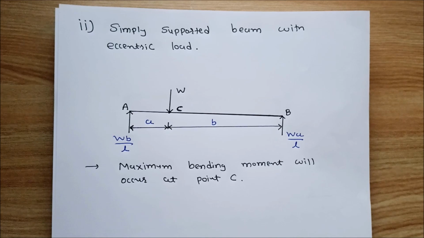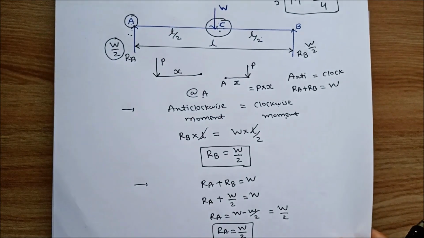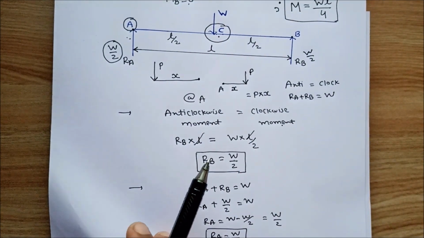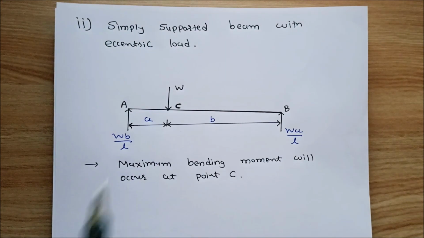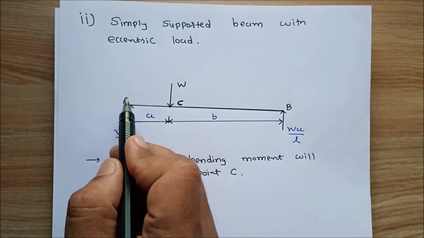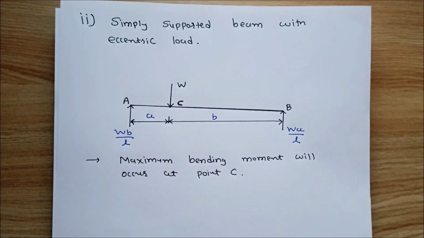So here first we find reaction. So reaction, how we calculate, we already discussed that. Here we assume two conditions, anti-clockwise moment is equal to clockwise moment, and second condition, that is Ra plus Rb is equal to W. In this way you find reaction at B, that is WA by L, and reaction at A, that is WB by L. So find reaction yourself. If any doubt, then please write in comment section.